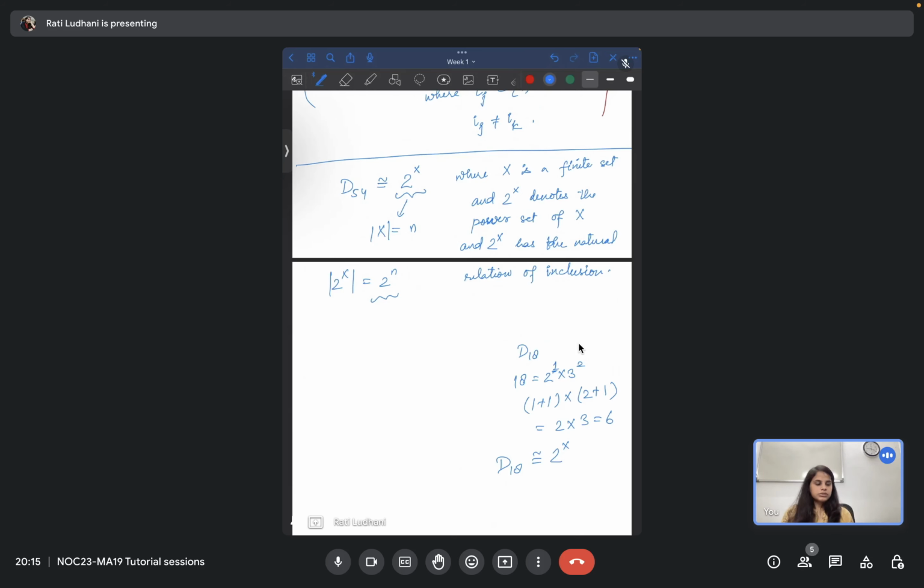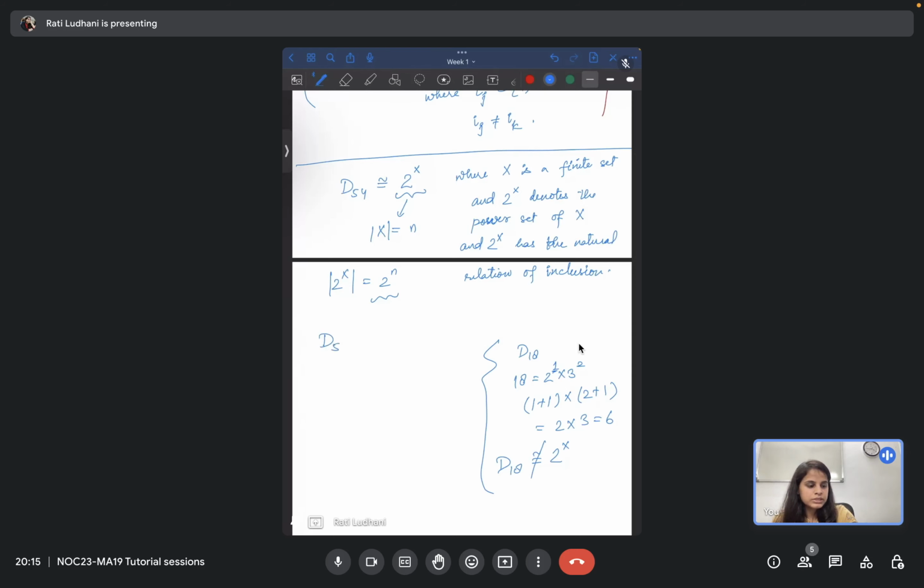You take any x, you will never get D18 to be a power of 2. So the number of elements are not matching, then we can directly say whether you can write it or not. So for D18 it is not true.